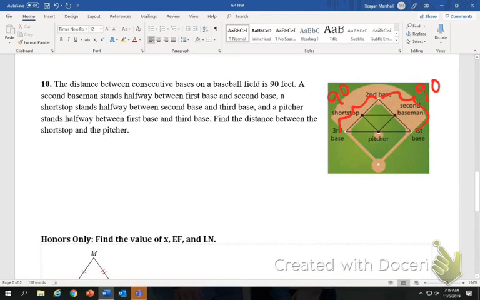A second baseman stands halfway between first base and second base. So right here. A shortstop stands halfway between second and third. And a pitcher stands halfway between first and third. So they're showing you that they're all halfway to show that these are all the midpoints. So we have midsegments here. Find the distance between the shortstop and the pitcher. Shortstop to pitcher is parallel to first and second base. Since these are midsegments, if first to second is 90, pitcher to shortstop will be half of that, which is 45. So you should have 45 feet.